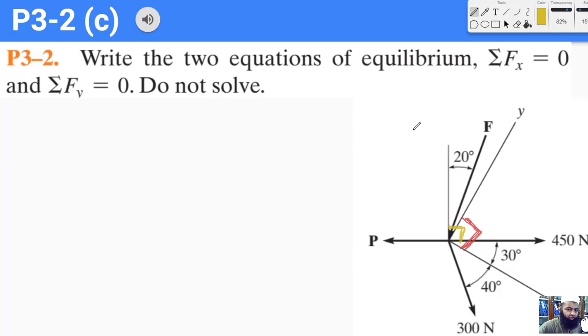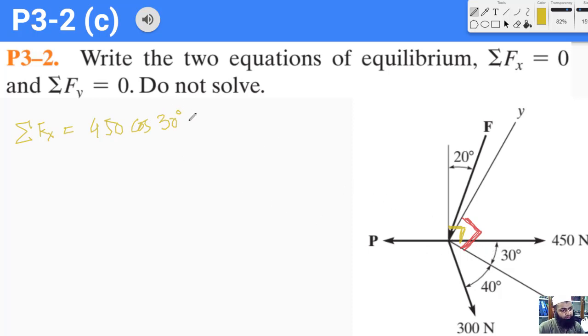So now first of all we would try to write the equation for sum of all the forces in x equal to 0. So how many forces do we have? We have this force P, this force of 400 Newton, 300 Newton, and this force F. So what is the component of this 400 Newton force in the x direction? Sum of all the forces in x equals 450 cos of 30 degrees. That is the first component of our equation.